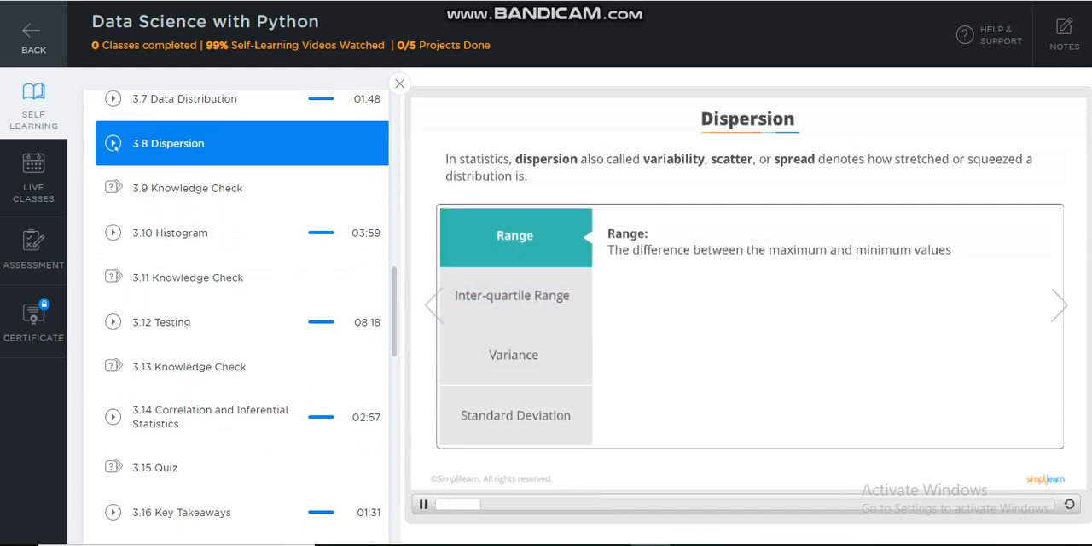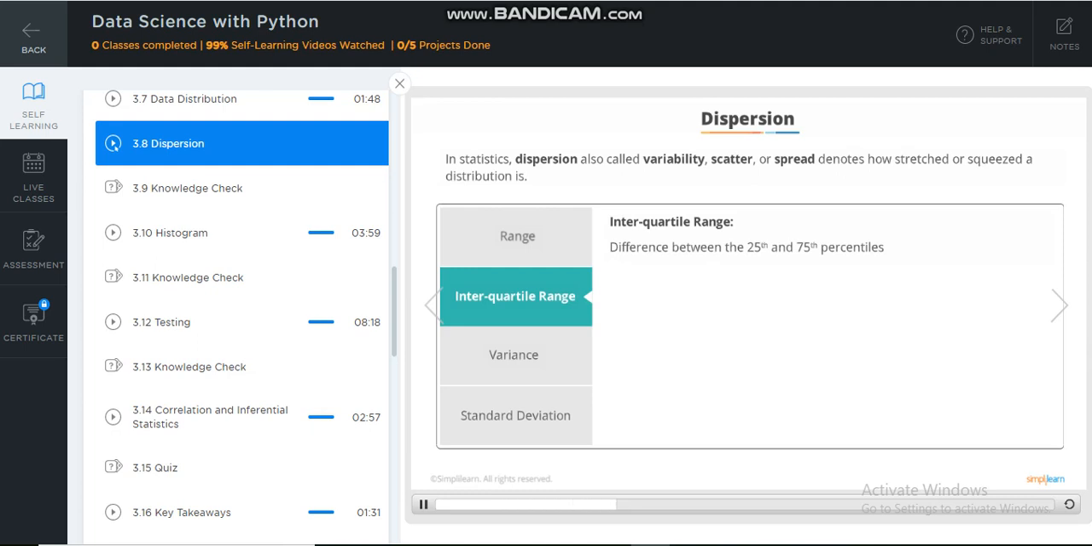Range refers to the difference between the maximum and minimum data values. Interquartile range refers to the difference between the 25th and 75th percentiles.